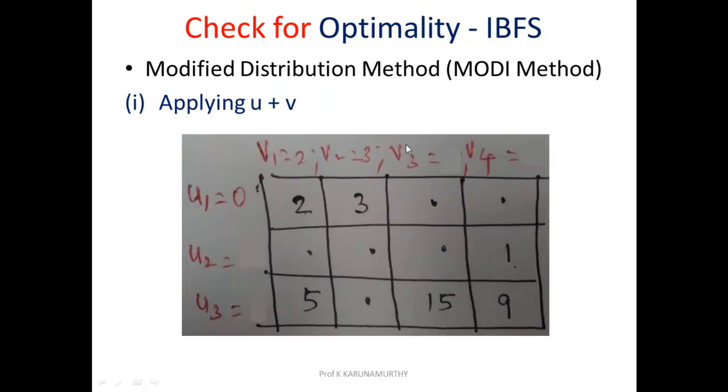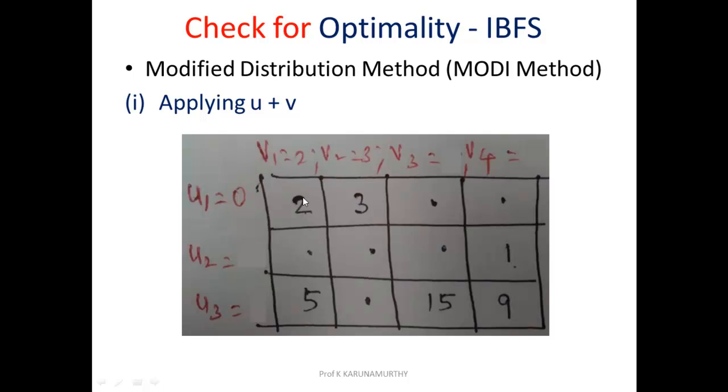Here you can see u1, u2 and u3, and v1, v2, v3 and v4. Now the values in the matrix are the sum of u and v. Let us say for this cell we have the value 2. Let us begin by assuming that the value of u1 is 0. So u1 plus v1 is 2. The value of u1 I am assuming as 0. If that is the case, then what is the value of v1? It should be 2, because 0 plus 2 is 2. This is 0, this is 3, then what should this value be? It should be 3, because 0 plus 3 is 3, right?